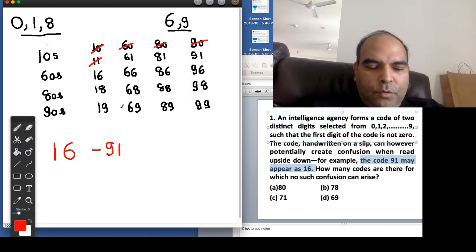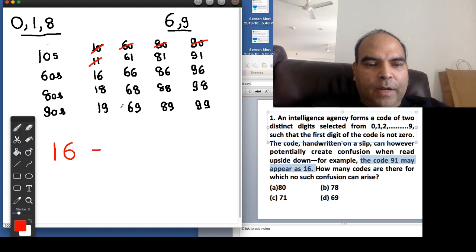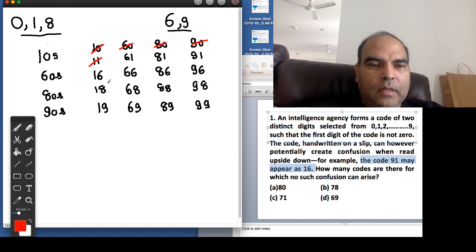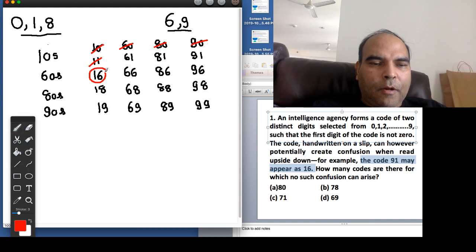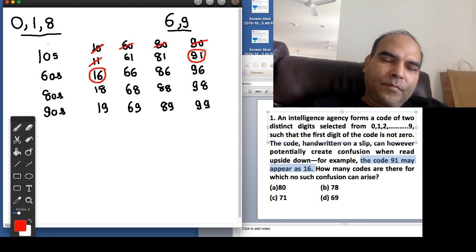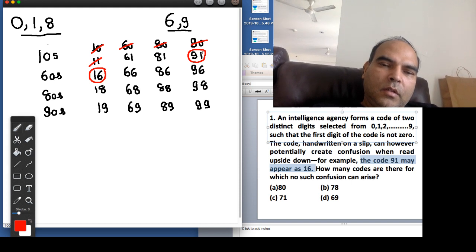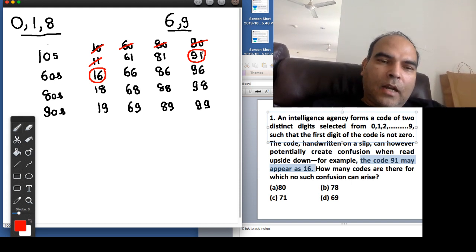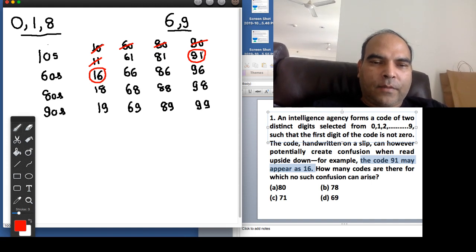So we have a first two numbers which will create a problem. First pair of numbers which will create a problem, 16 and 91. Remember, we are going to subtract this. The number of numbers that create a problem, we are going to subtract that from the number of numbers that are available in two-digit numbers. So that's from 90. So we are going to subtract all these from 90.